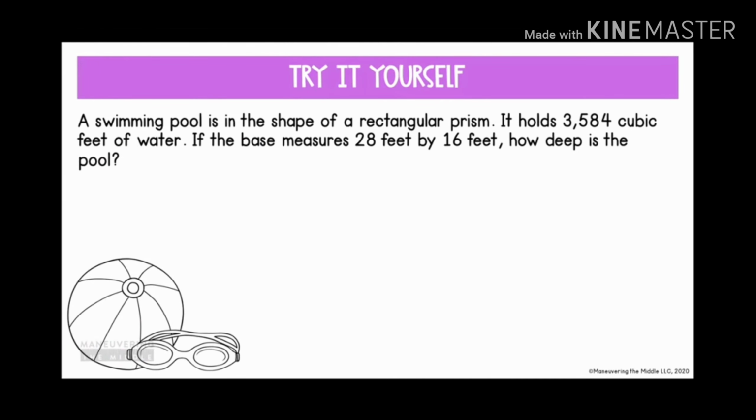This is our last question, so try this on your own, and then we'll go ahead and solve it together. The swimming pool is in the shape of a rectangular prism. It holds 3,584 cubic feet of water. If the base measures 28 feet by 16 feet, how deep is the pool?